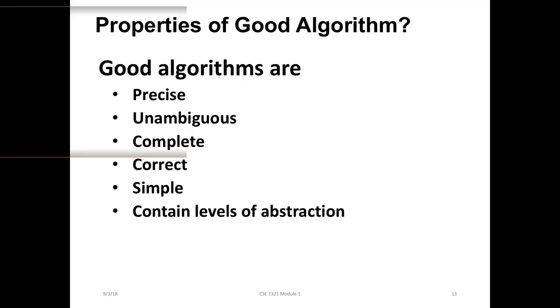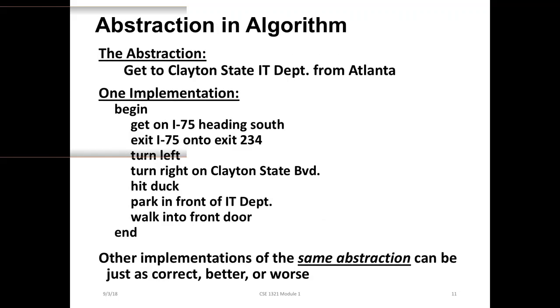What does that mean? Unambiguous. Do you have the correct direction in it? It says get on I-75 heading south. So if you tell them to get on I-75 without telling them heading south or north, would it be a good algorithm? No, that is ambiguous.